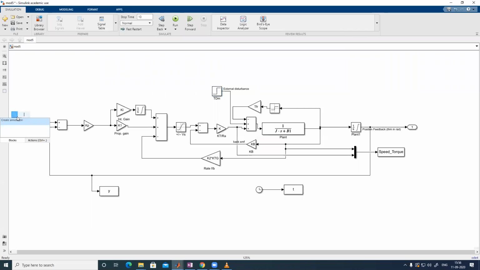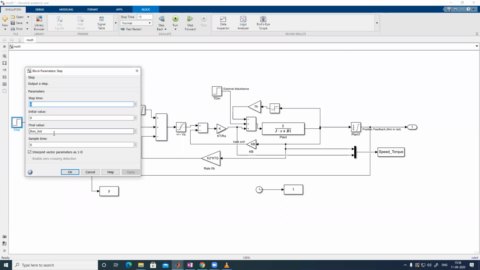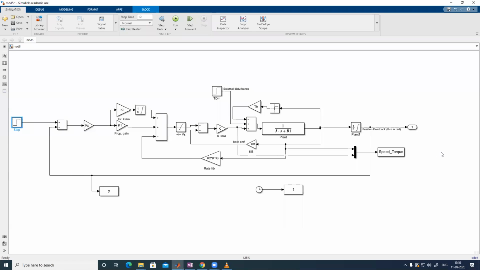The input to the system is the T time limit only. That corresponds to maximum deflection 4 into 98 into pi by 180. That is 100% input. If you want to change it to 5% input, you have to multiply this with 0.05 like that. Take the step response and find out the rise time.